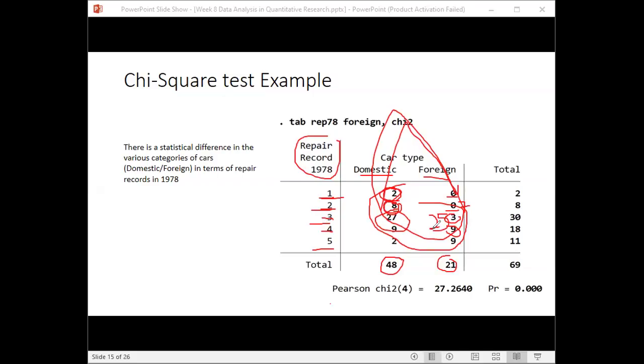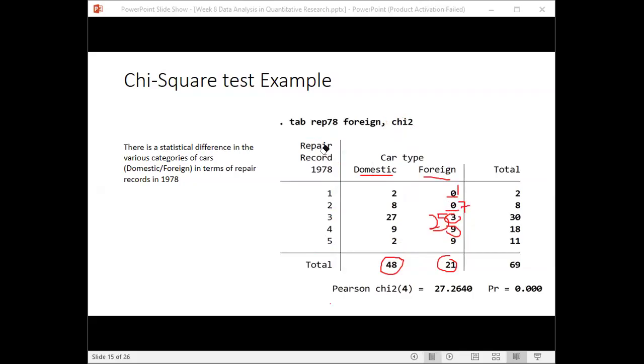But this is not the case. What I'm seeing is that for the 3 times repair records, I see 27 for domestic. I see only what? 3 for the foreign cars. So the distribution is not that fair. So it's telling you that we are supposed to look at the relationship that exists between these variables, right?